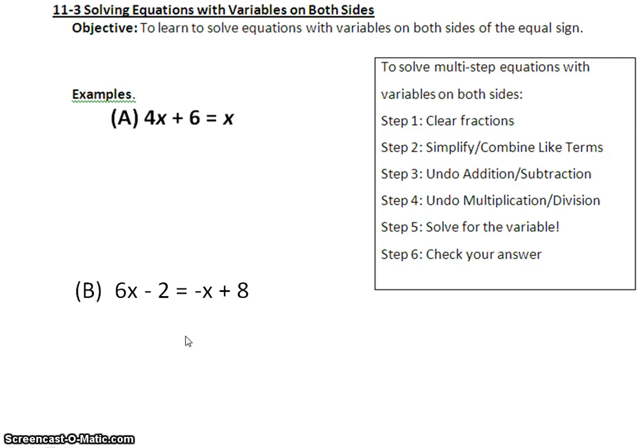Chapter 11, Section 3, Solving Equations with Variables on Both Sides. The objective of this lesson is to learn to solve equations with variables on both sides of the equal sign.